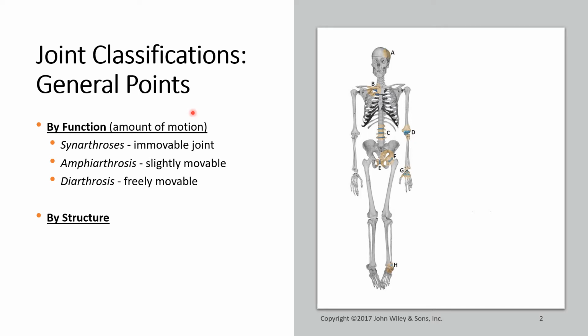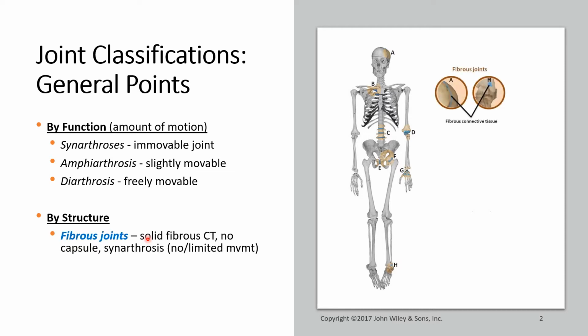So if that was by function, we can also classify joints by structure, and we're going to spend a lot more time on this because we can break them down in a lot more detail. There's kind of three general categories for structure. The first are called fibrous joints. In these fibrous joints, there's going to be solid fibrous connective tissue. So think of it like dense CT, dense irregular or dense regular CT. You're going to see that in specific areas. Up in your skull, you'll see it up here, and then down here at your tibiofibular joint, you're going to see it down there. And I'm going to blow these up in a second and give you some more details.